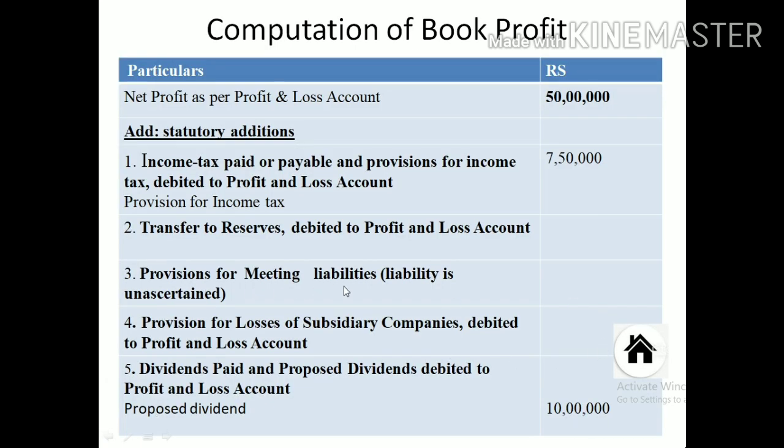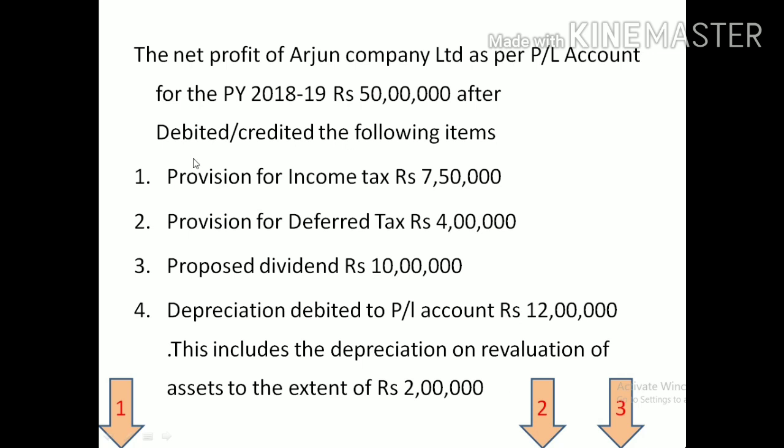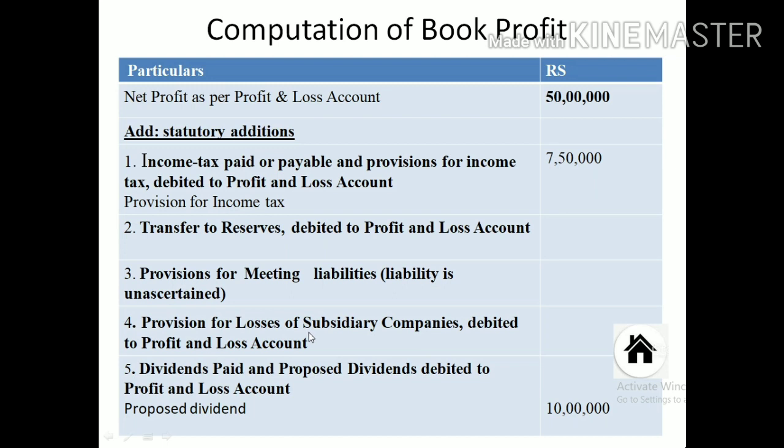The next one, provision for meeting the liability in the form of uncertain liability. Okay, any provisions created against uncertain liability, we should take here, but there is no such kind of information in the profit and loss account. Mostly they will give provision for bad debts, doubtful debts, which should be taken into account, and if they specified uncertain liability, that also should be recorded here. But in this problem there is no such information. Then next one, the profit or loss of subsidiary company debited to profit and loss account. Okay, there is no information, so I am not taking it here.